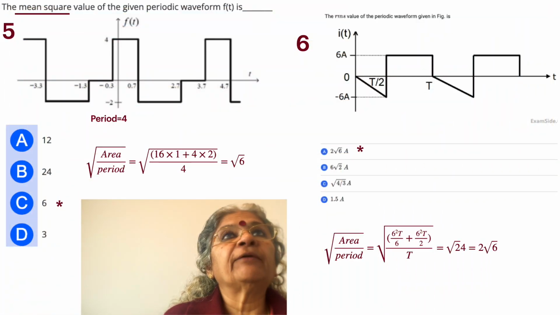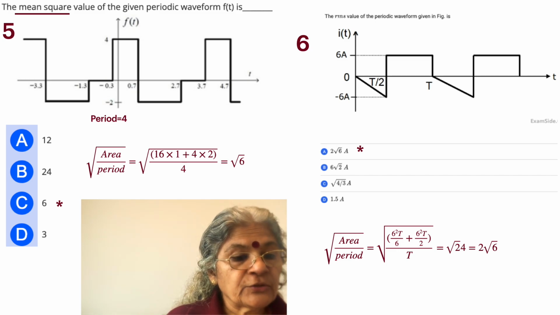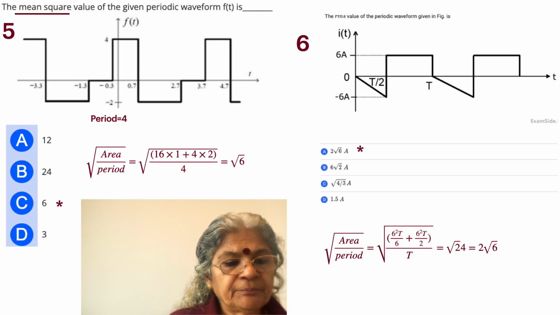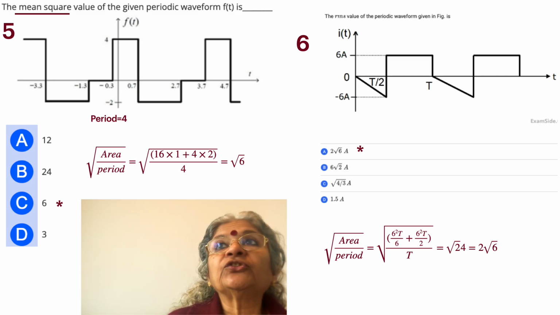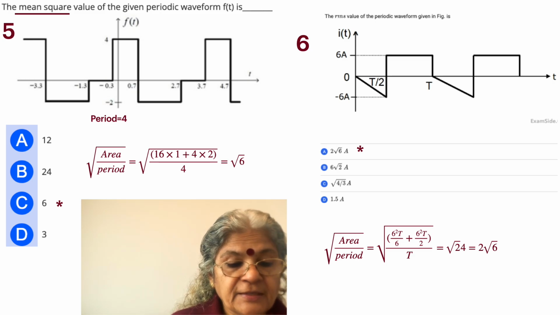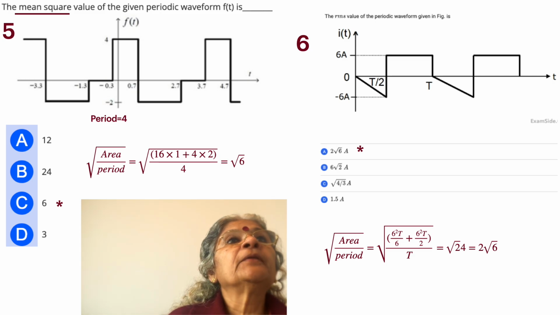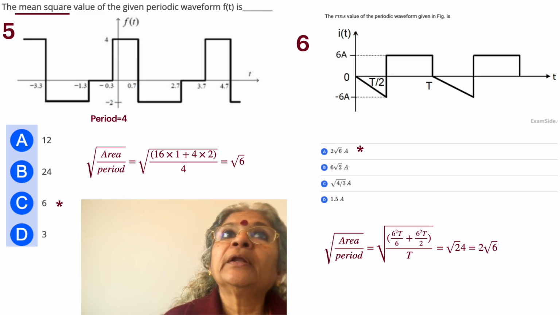Okay, moving to the fifth problem. Here again we have a different kind of problem, but as was mentioned earlier, we go for the period first. Let's read the problem. We have a not evenly distributed kind of rectangles and squares coming into the picture. The mean square value, not the root mean square, of the given periodic waveform f(t) is asked. So only the mean square is required, and the root part needs to be avoided.